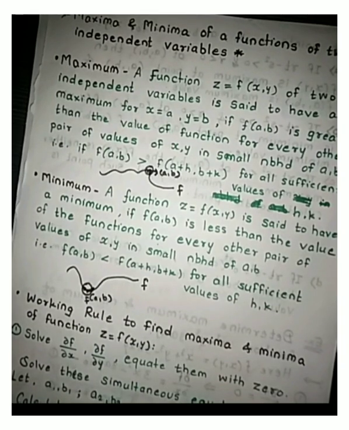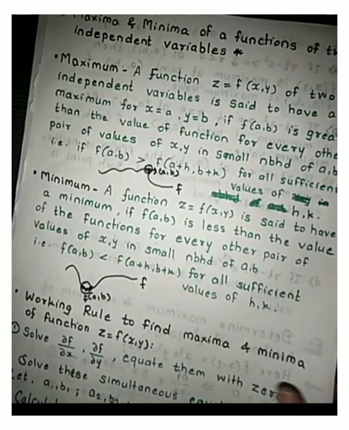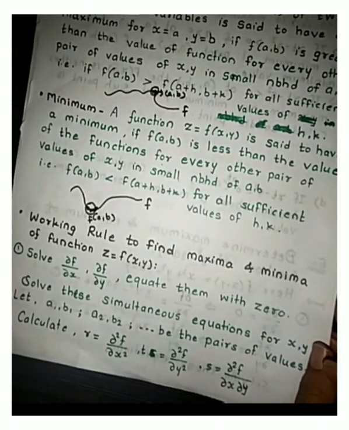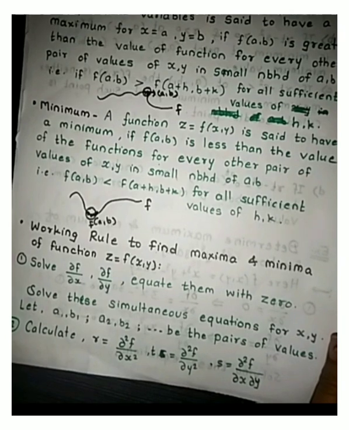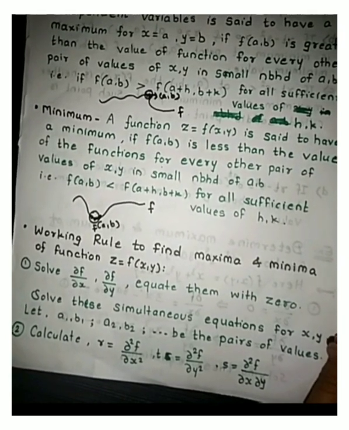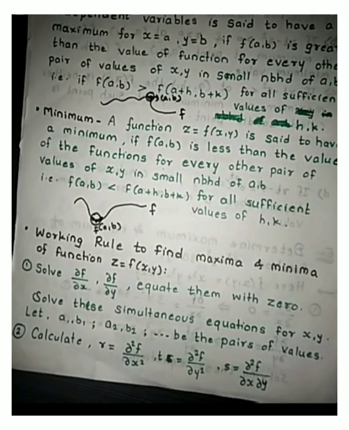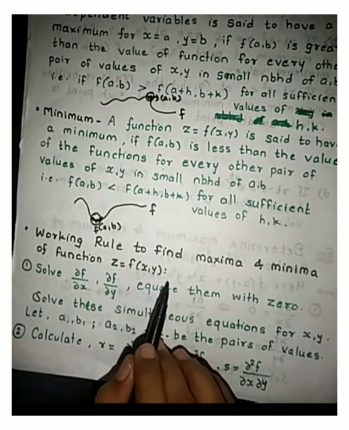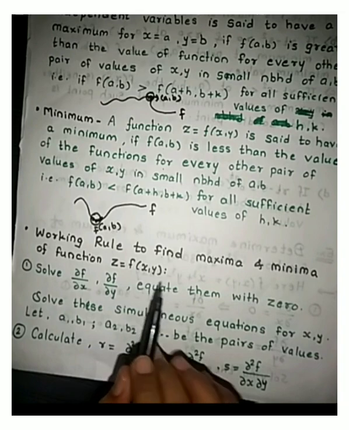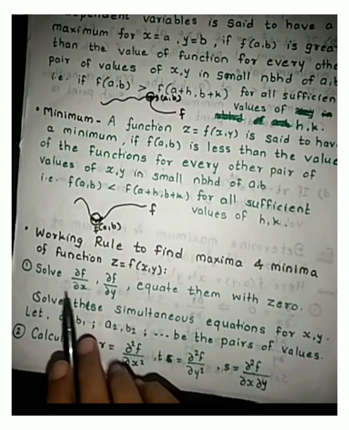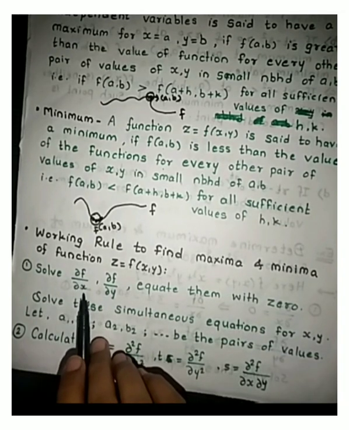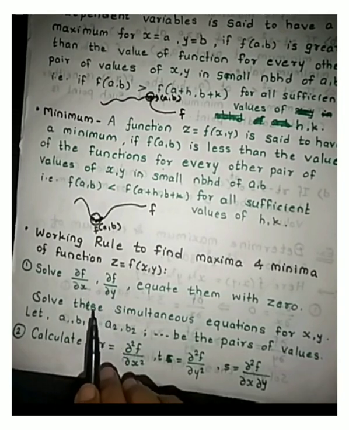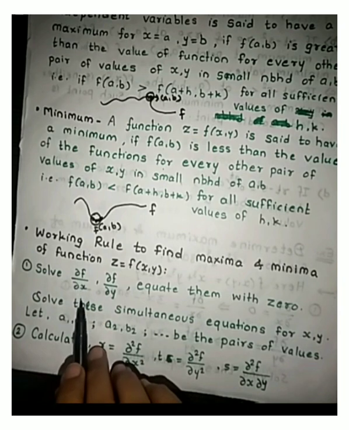So now we will find maxima and minima of a function. But for that, first let us see what is the working rule to find maxima and minima. There are certain steps to find maxima and minima. So let z equals f of x, y be our given function. To find maxima and minima, the first step is to find ∂f/∂x and ∂f/∂y. It means find the partial derivatives of f with respect to x and y.